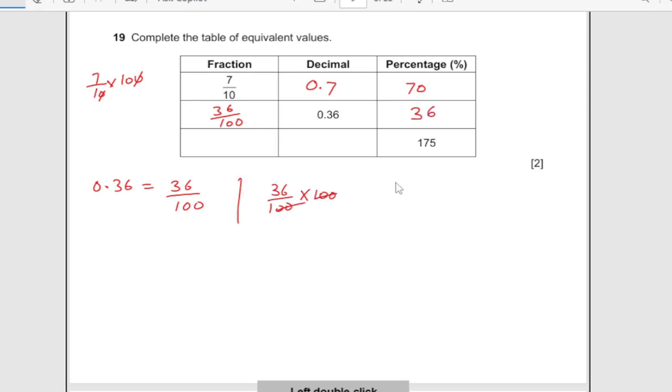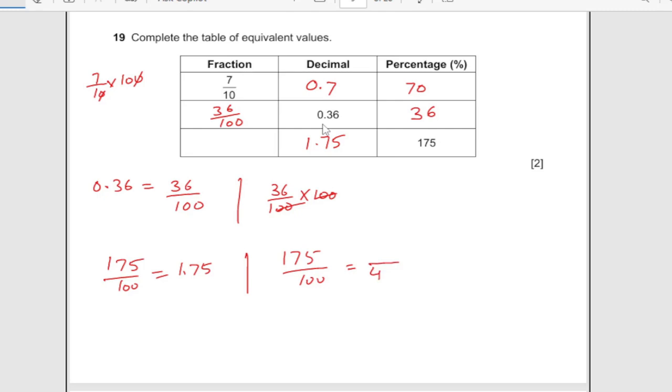Now for 175, it is a percentage, right? To convert this, when you divide it by 100, that will give you the decimal, which is 1.75, and to convert into a fraction, 175 over 100. So 175 over 100 we can simplify, divide by 25, 25 times 4, 25 times 7. Okay, so this is 1 and 3 over 4.